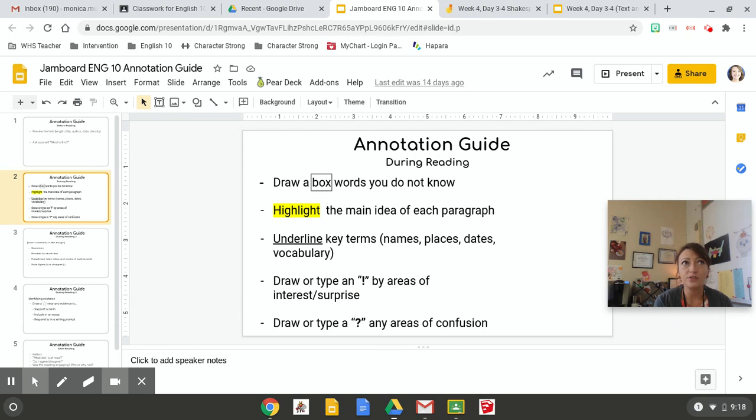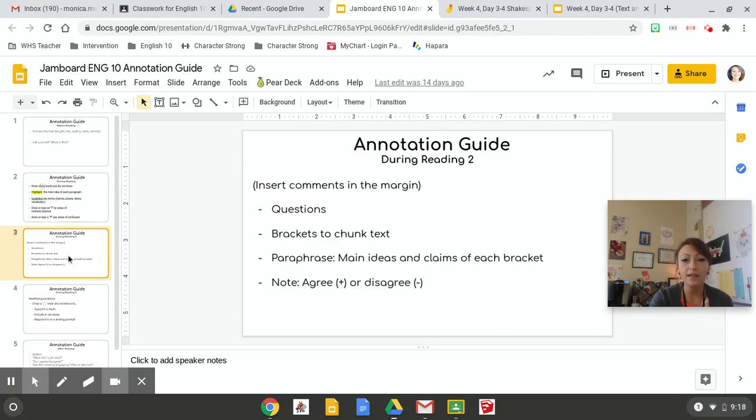Then you'll be underlining key terms. So especially as you get into poetry, you want to think of, like, what are the nouns, some names, places, things that you can connect to that are concrete. That includes like dates and vocabulary. You could draw an exclamation point by areas of interest or surprise, or a question mark by areas where you're confused.